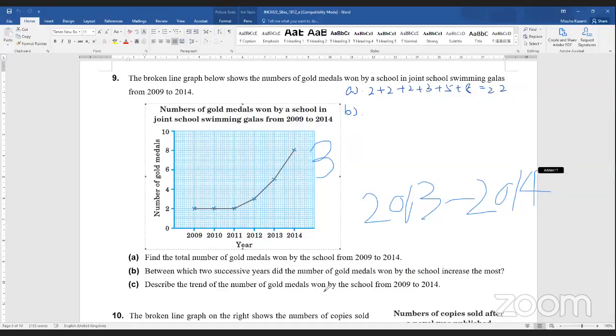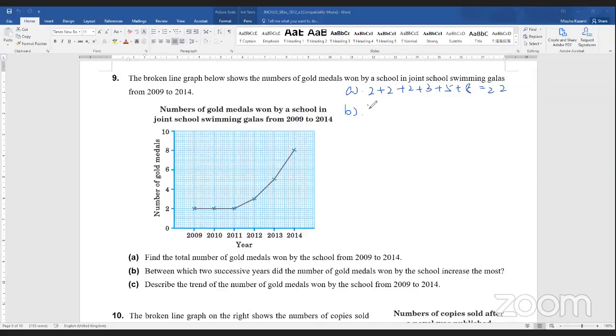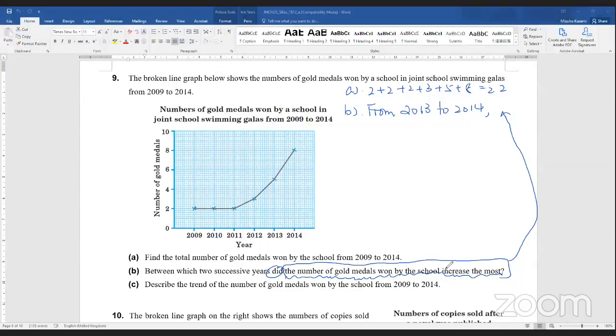Therefore, you are just asked between which years. You can write down just from 2013 to 2014. Of course, if you want to write the complete sentence, the number of gold medals won by the school increased, past tense. If you want to answer the question, you can copy this one here, but you need to change this one to past tense.